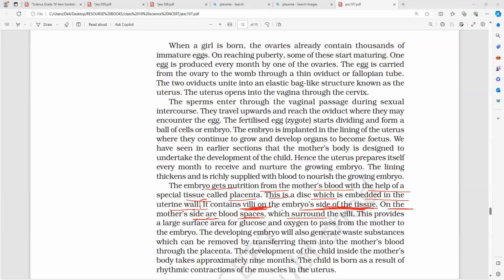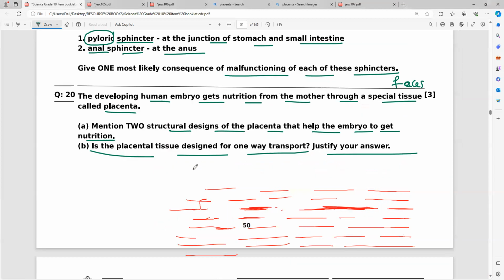Embryo side, which surrounded the villi. So this provides a large surface area. We all know the importance of villi for glucose and oxygen to pass from the mother to the embryo. The developing embryo will also generate waste substances, which can be removed by transferring them into the mother's blood through the same placenta. So is it one way or two ways, everybody? It is not one way. It is both ways, going and coming. That is what you have to remember now. So that is the only answer.